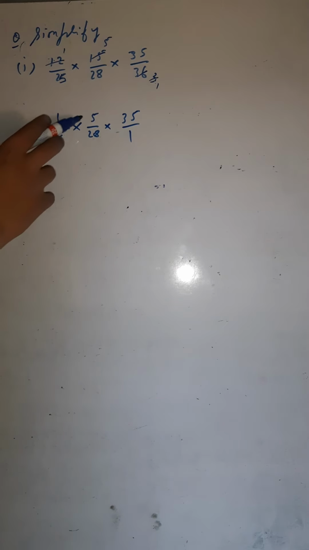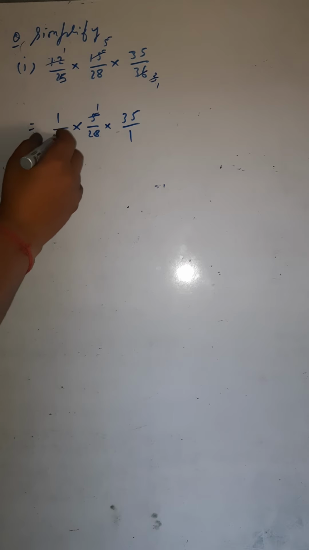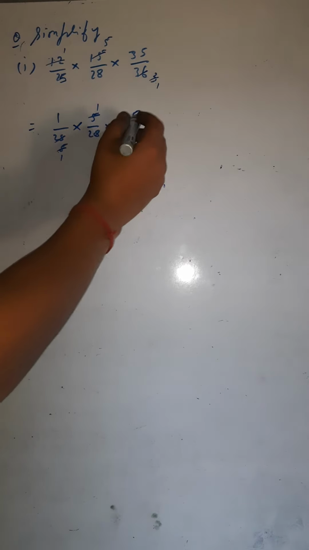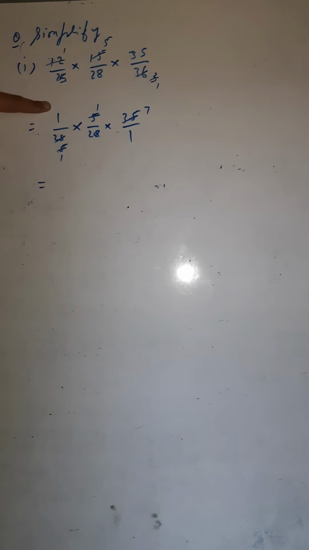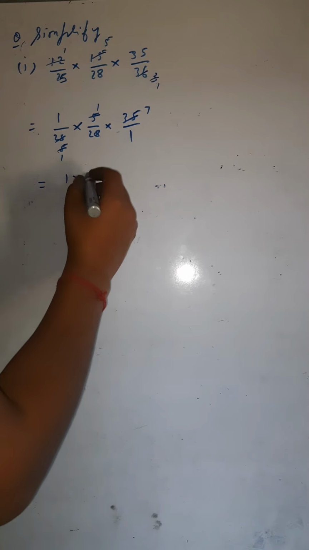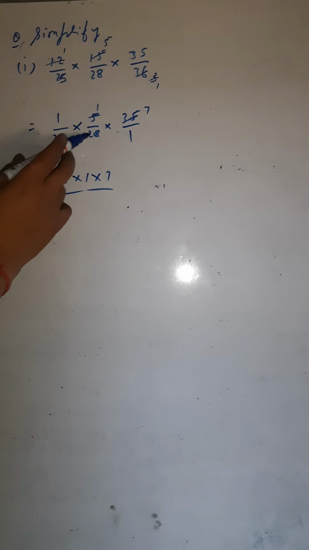Now if you see, you can cut both these digits also. 5 1 ja 5 and 5 5 ja 25. Getting na? And still you can cut this 5 and this 35 also. 5 1 ja 5 and 5 7 ja 35. Now you have your answer. Answer is 1 multiply 1 multiply 7 and downside 1 multiply 28 multiply 1.